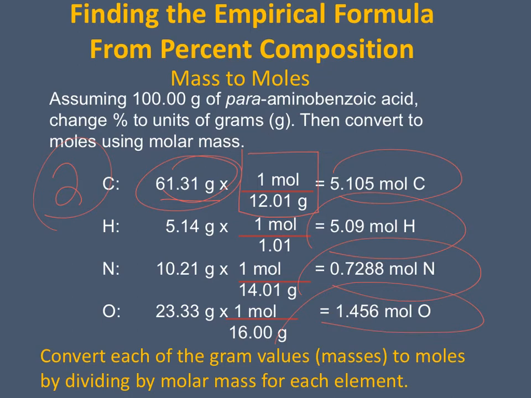Step number 3 was divide by the smallest number of moles. So look at these mole values. What is the smallest value? It is 0.7288 moles of nitrogen. And so we're going to divide each of these mole values by 0.7288. The reason we do this is we really want a whole number mole ratio of each of the elements. And so we're hoping by doing this we'll get whole numbers. So let's check it out.